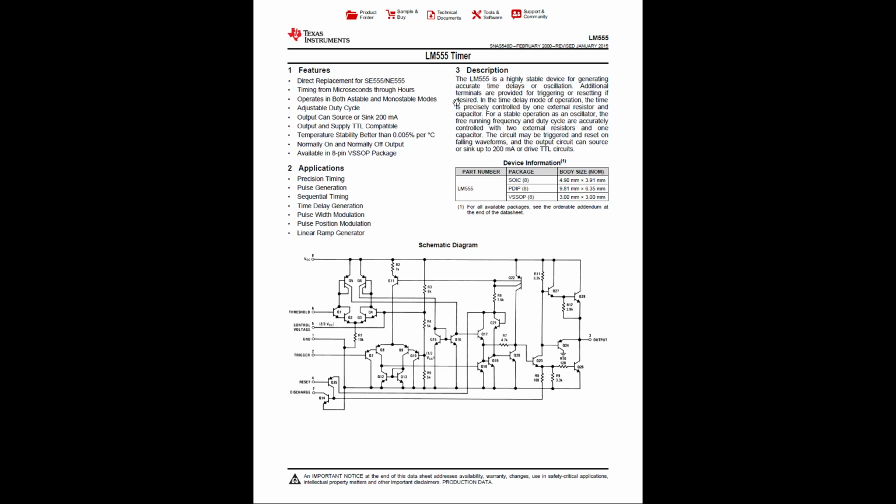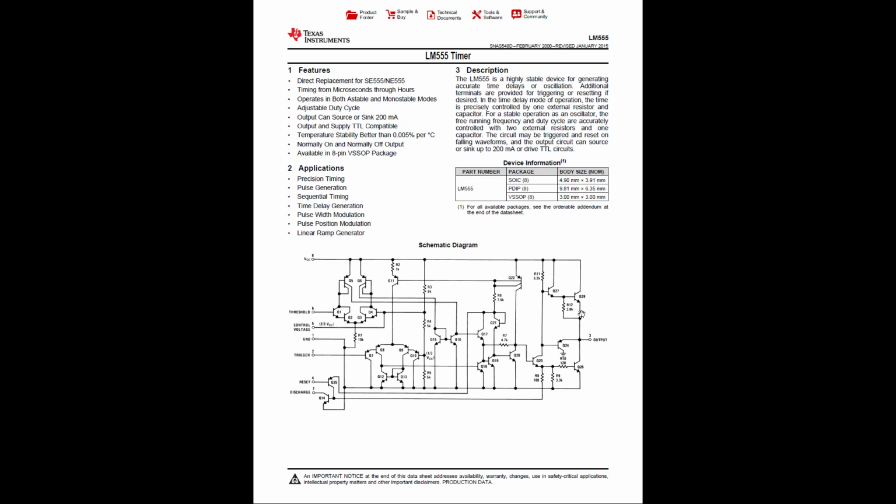The timing, it says, ranges from a few microseconds to hours. It can source or sink a particular value. And then it says what the output is, what the temperature is, and so on and so forth. Next, they typically give you the application. So this is for timing, and here it describes what the particular chip does, and they give you a schematic. So these are actually schematics of transistors.